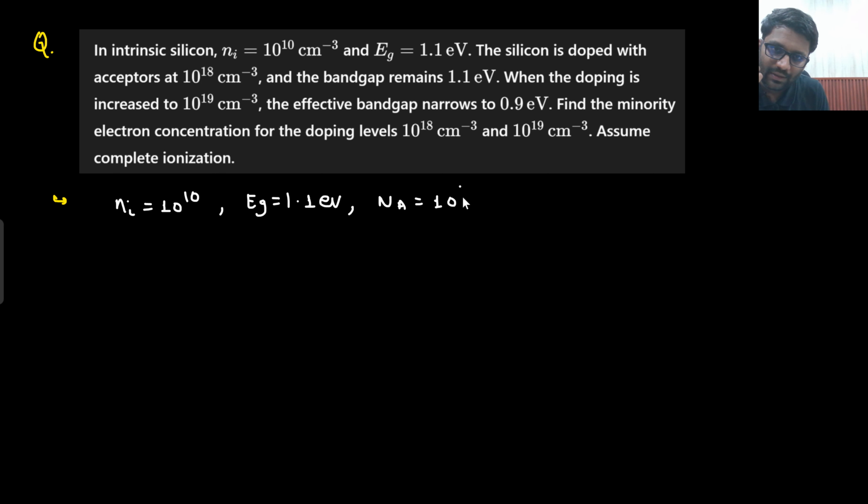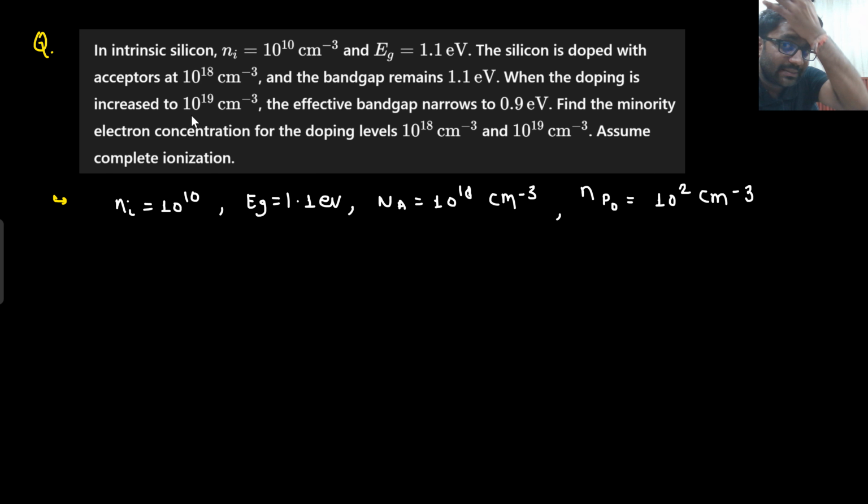In intrinsic silicon, the Ni value is 10 to the power 10, and the band gap is 1.1 electron volt. Silicon is doped with acceptor atoms of 10 to the power 18. So this was the initial scenario. Still the band gap is remaining the same. In this particular scenario, what is the number of electrons in the p-type semiconductor under equilibrium? That would be 10 to the power 20 divided by 10 to the power 18, that would be 10 to the power 2 per centimeter cube, when the doping is 10 to the power 18.